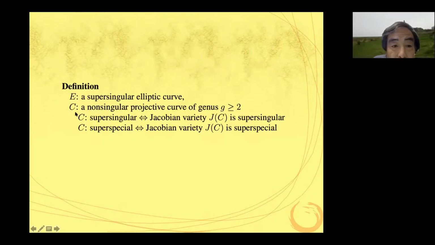And we consider a non-singular projective curve C of genus g, which is greater than or equal to 2. Then the curve C is called supersingular if the Jacobian variety JC is supersingular. And also, the curve C is called superspecial if and only if the Jacobian variety is superspecial. This is our main tool.